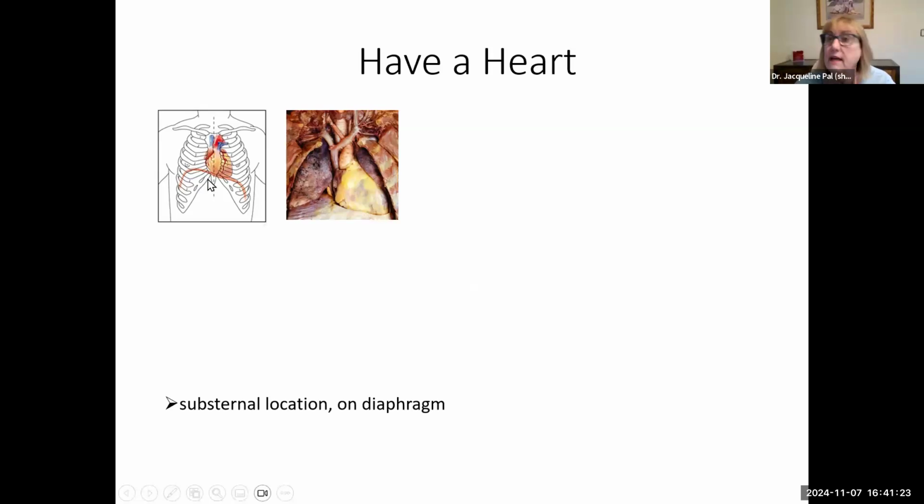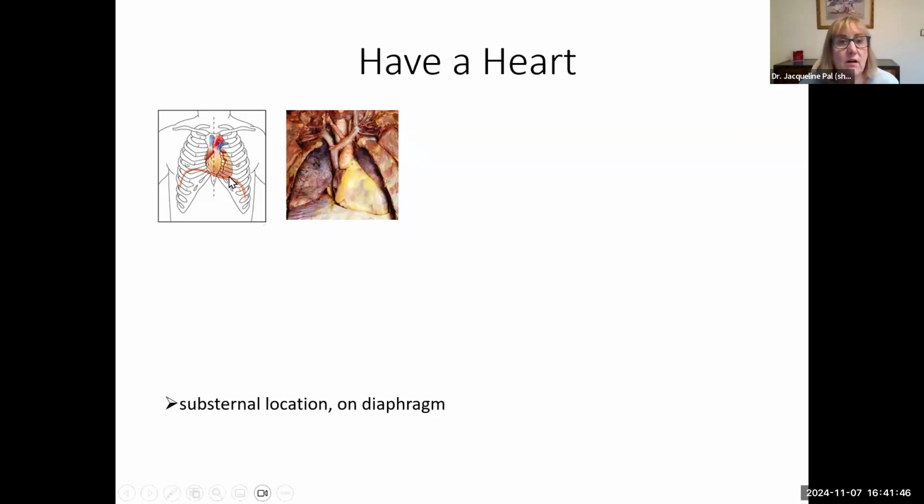The heart has a substernal location. What that means is it is deep to your sternum or your breastbone. So it is in the midline of your chest. So all those times in grade school when you put your hand over your heart here above your left breast, well, that's not where your heart is. It's here in the midline. That's why CPR is given over your sternum.